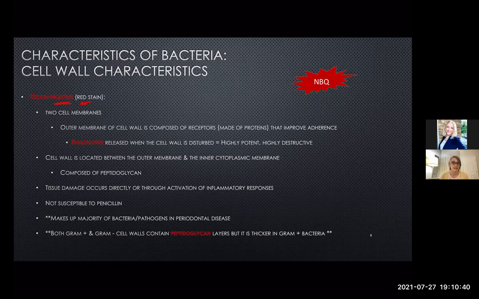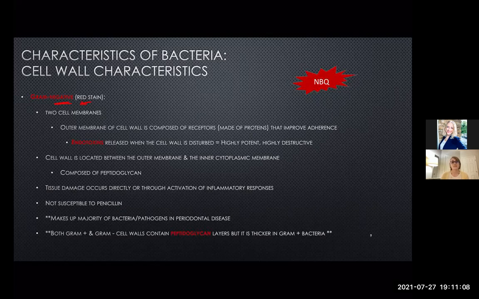We don't want these. These are not susceptible to penicillin. So this is why prescribing amoxicillin for a periodontal infection doesn't work. These bacteria are not susceptible to penicillin, and we're going to talk more later about why that is. So this is the majority of the bacteria involved in periodontal disease, gram-negative.